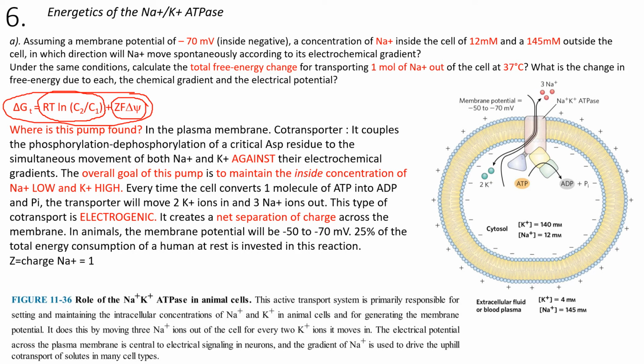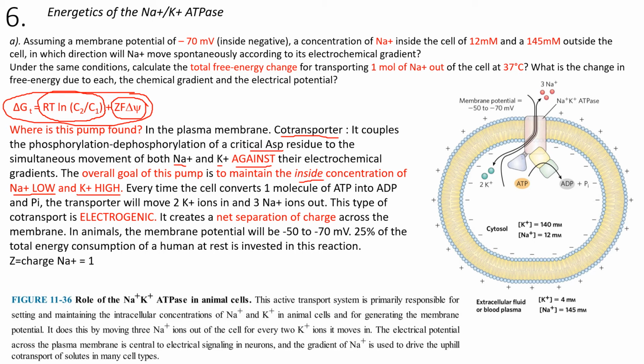Now, here is some information that I found in the book for you. Where is this pump found? This sodium-potassium ATPase pump is found in the plasma membrane. It is a co-transporter. It couples the phosphorylation and dephosphorylation of a critical aspartate residue to the simultaneous movement of both sodium and potassium against their electrochemical gradients. The overall goal of this pump is to maintain the inside concentration of sodium low and potassium high.